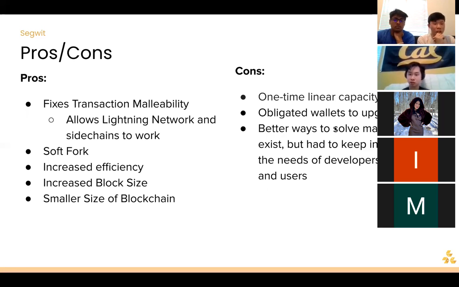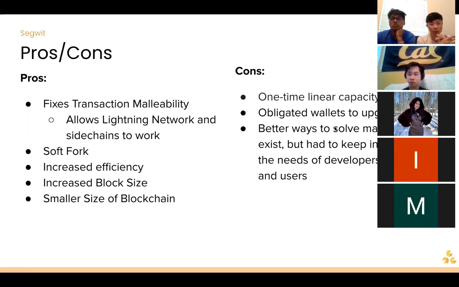Additionally, Segwit was a soft fork, and so it didn't require the entire network to fork, which would be a hard fork. Bitcoin core devs really do not like hard forks because it divides the network, and we want the network to be as unified and as big as possible for decentralization purposes. It increased efficiency, as you can tell, through the sig hash operations and also the script versioning.